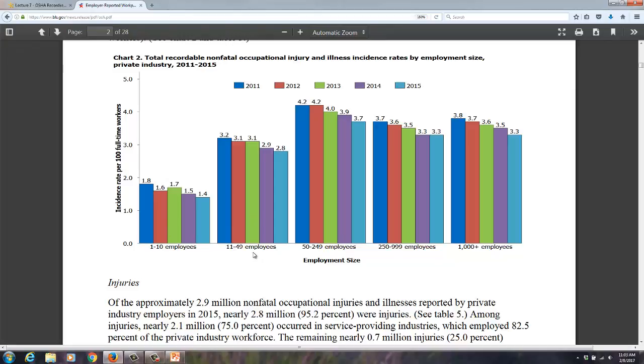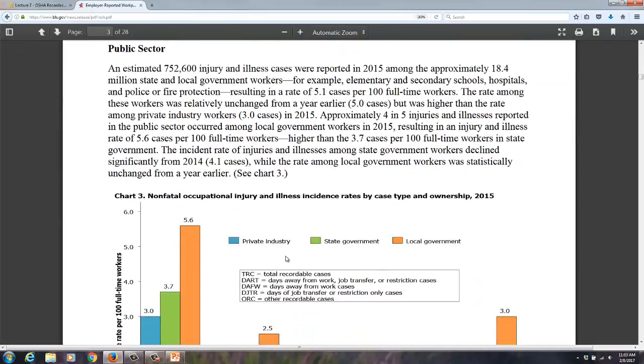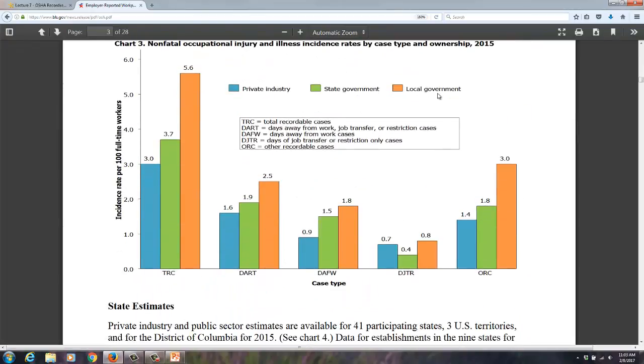So it's just a breakdown, and I don't know, it's just interesting stuff to look at. This is by private industry, state government, and local government. As you can see, private industry is lower, except for right here on the days with job transfer and restriction. It jumps up above, at least above state government, but it's still below local. So local is the highest on each one. And then you have state, and then you have, again, private industry.